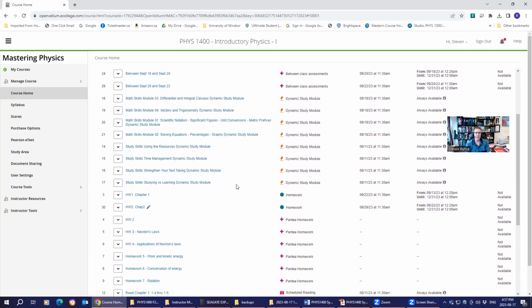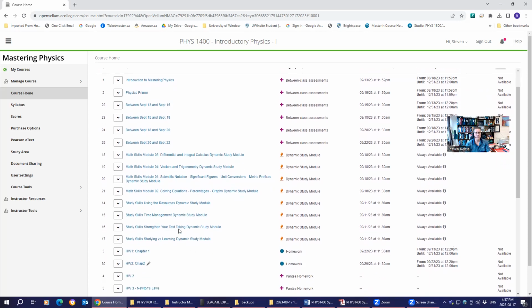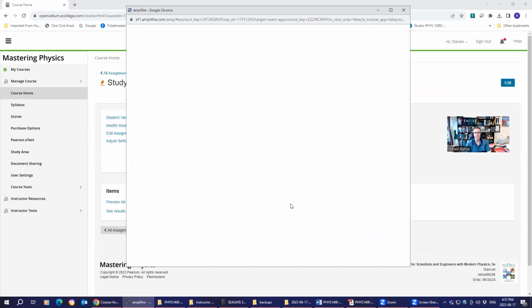And then there's going to be the bigger homework assignments, right? So the homework assignments are probably going to be released at the end of every chapter, and you'll have like a week to do them. And that'll be graded worth more. So this is just my thought on using the dynamic study modules.